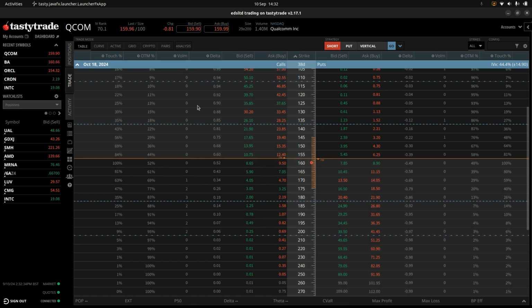So that's how you can find positions. And obviously, if QCOM fits in your portfolio, it looks like a great underlying that's ready to be traded.